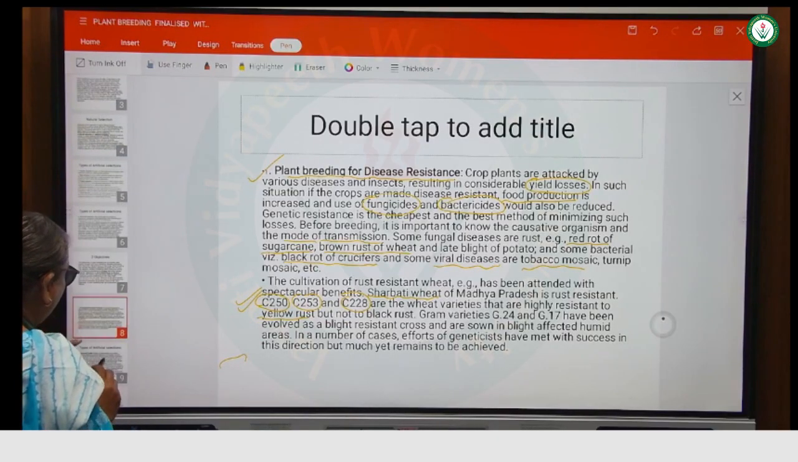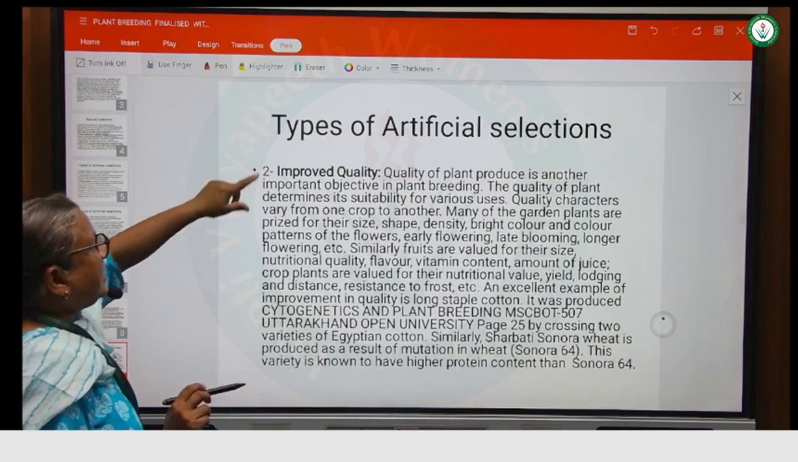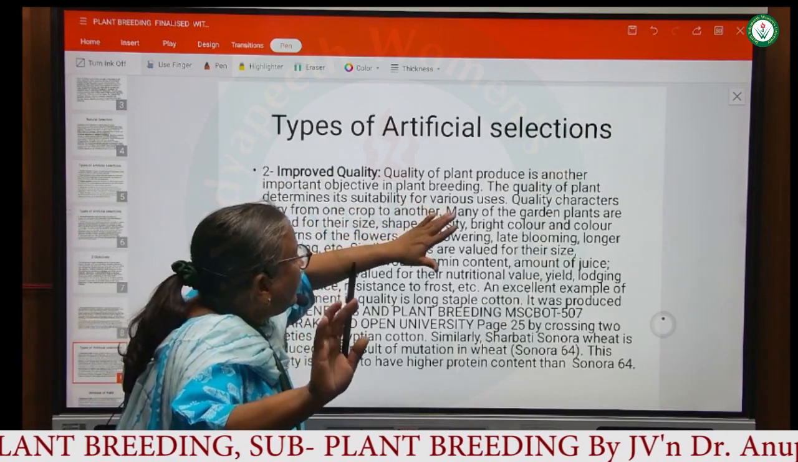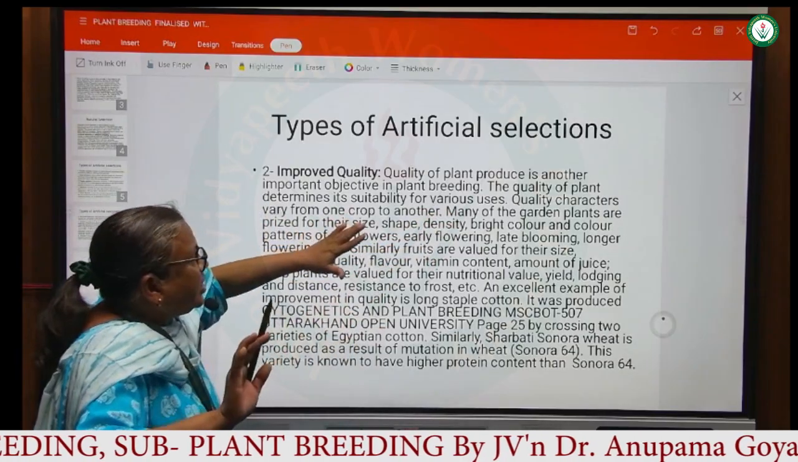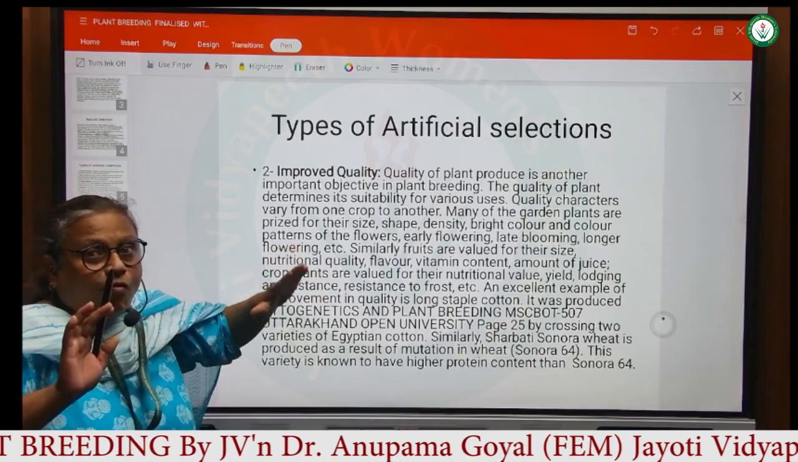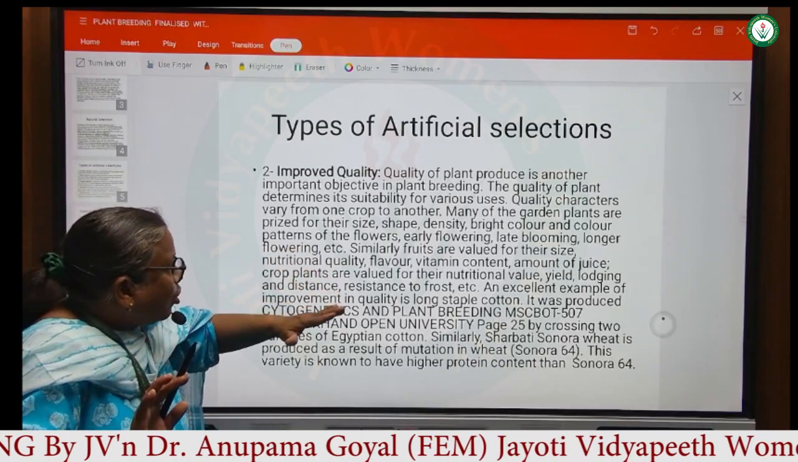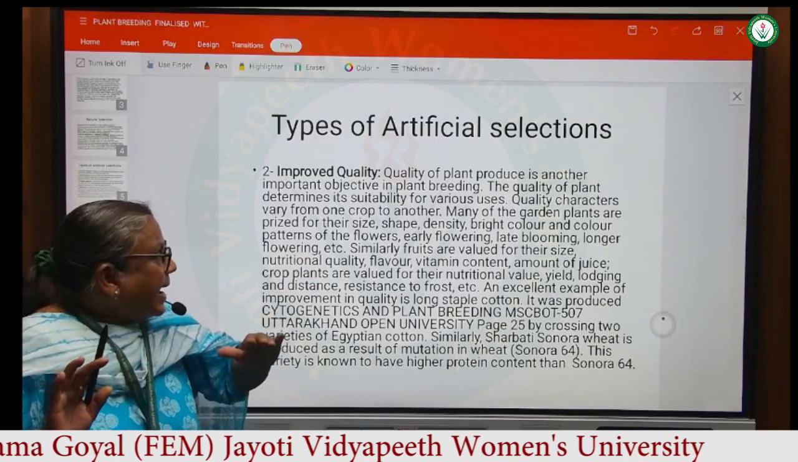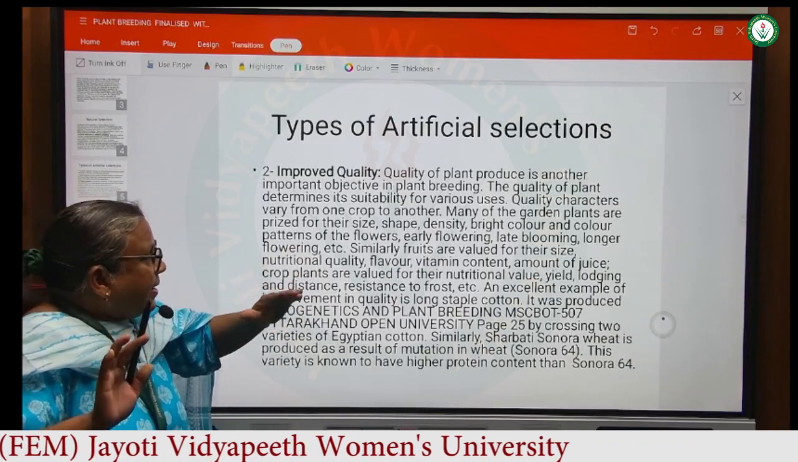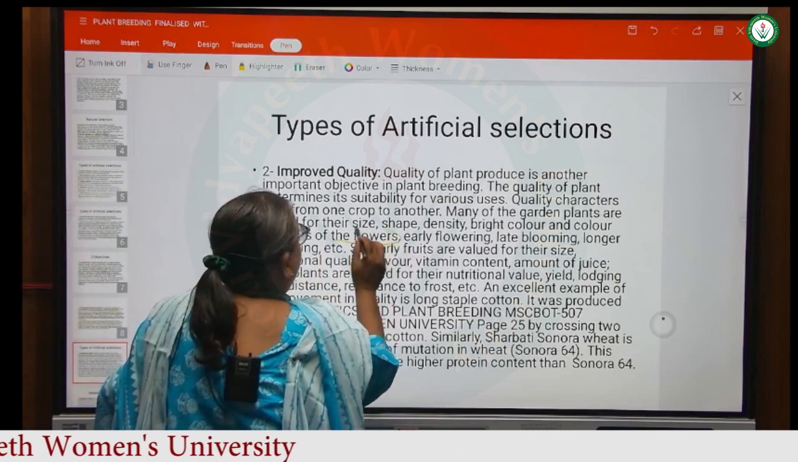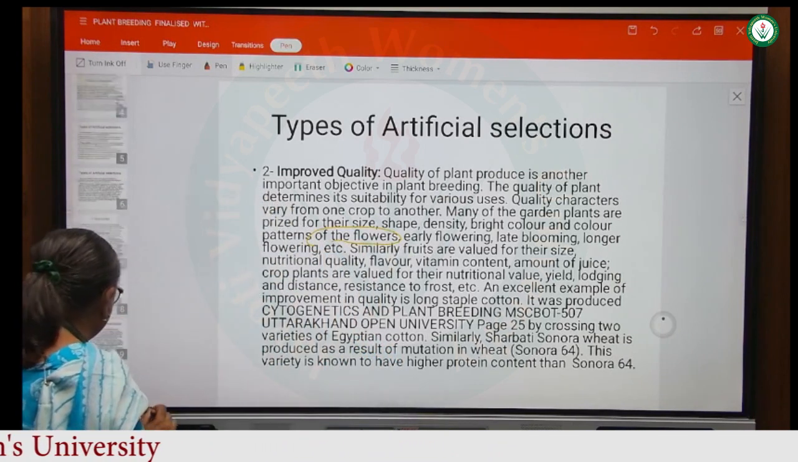Which I can show you about the types of artificial selection. Improved quality. Quality of plants produced is another important objective in plant breeding. Quality characters vary from one crop to another. Many of the garden plants are prized for their size, shape, density, bright color and color patterns of the flowers. And now I show you the diagrams.